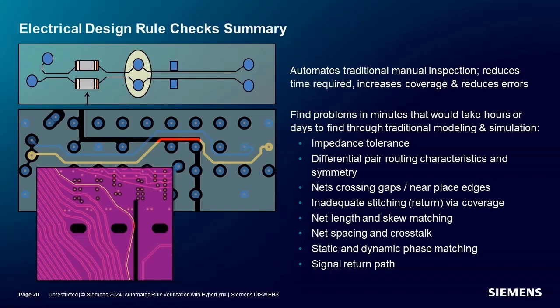As I mentioned, electrical rule checks automate manual inspection, finding problems in seconds or minutes that would take hours or days to find using modeling and simulation. These checks cover a wide variety of power and signal integrity issues. Traces crossing gaps and planes are a good example of problems that can be found quickly. A DRC analysis can process hundreds of signals per second, identifying exactly which signals have problems and where.